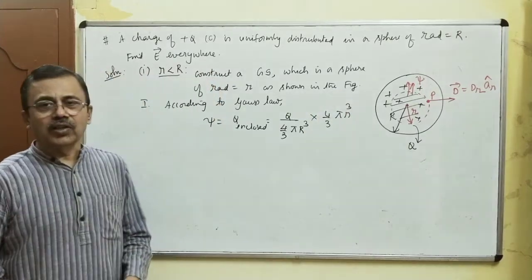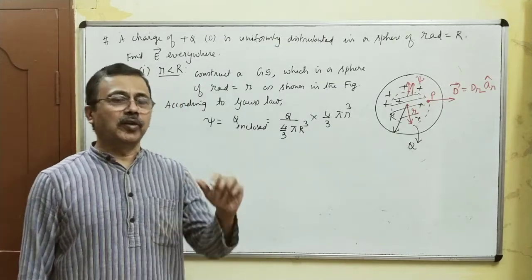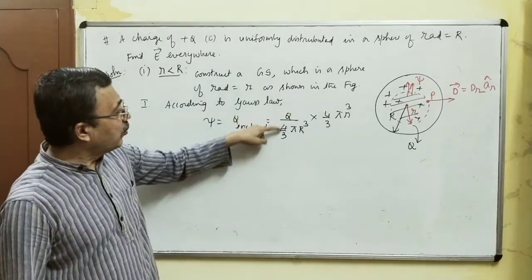Rule of 3. Cost of 10 mangoes, 10 rupees. What is the cost of 5 mangoes? 10 by 10 into 5.